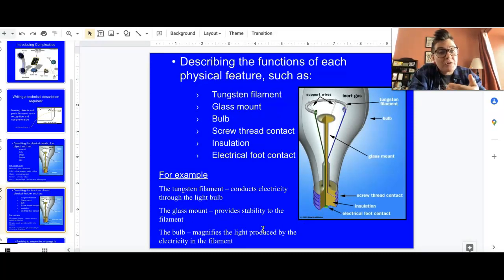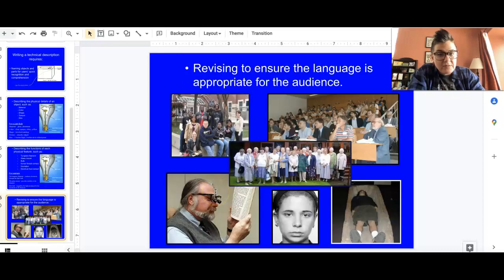You also have to describe the functions of each part and subpart. What does it do? What is its relationship to the other parts and subparts of that object, right? So for instance, the tungsten filament in a light bulb conducts electricity. So those types of things, all right?